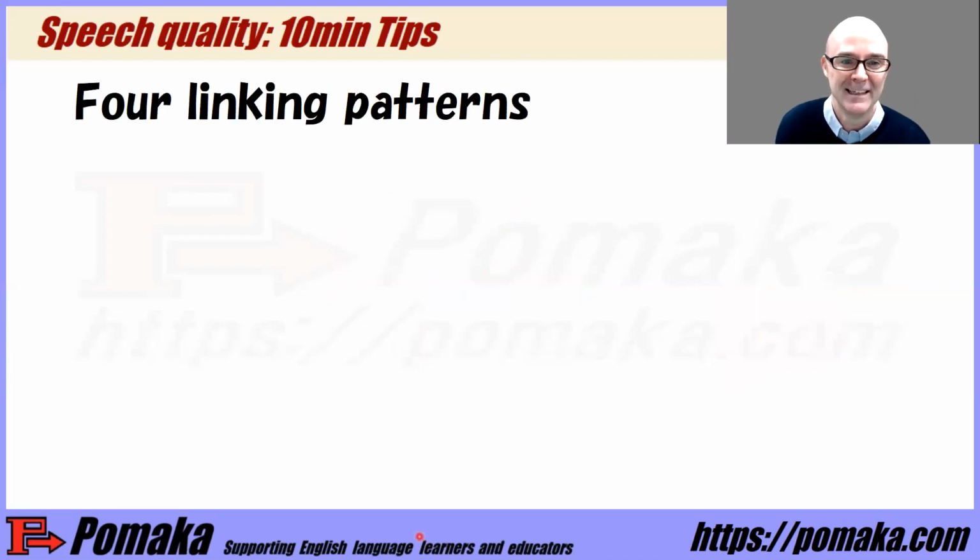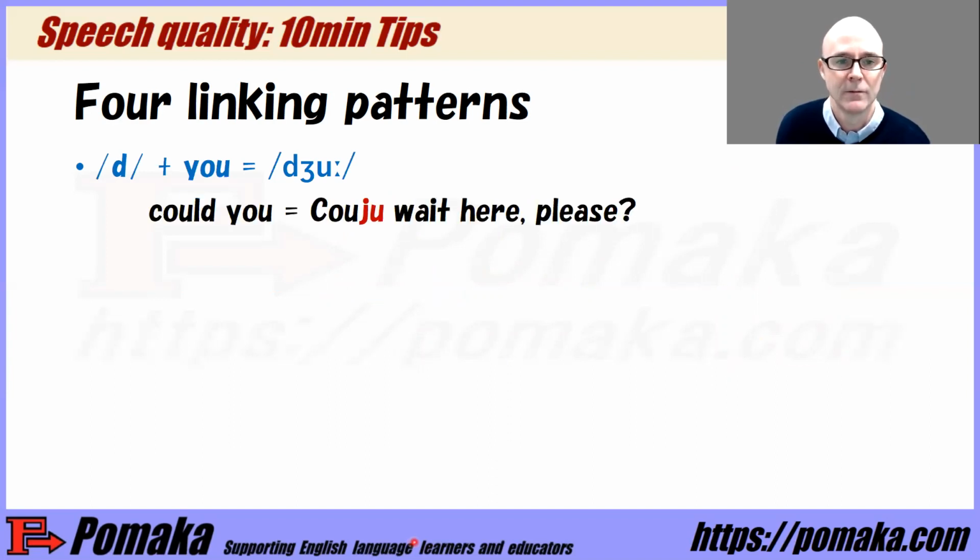Anyway, more seriously, here are 4 common linking patterns we have in English. Of course, there are many more, but we don't have time for all of them today. The first one is the phoneme d, and the next word being you. This becomes the sound ju. For example, could you becomes could you. For example, could you wait here, please?